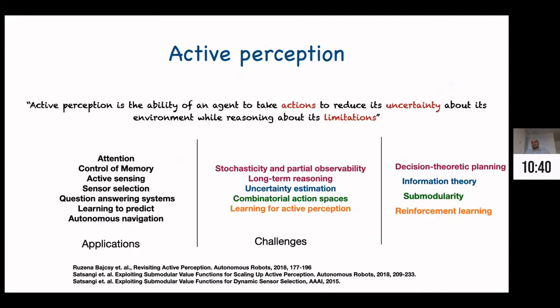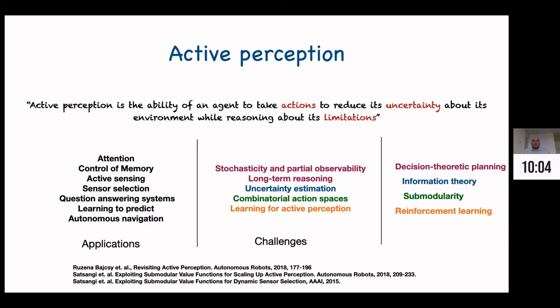Sensor selection is an example of an active perception task, where an agent must take actions to reduce its uncertainty about its environment while reasoning about its limitations and the limitations imposed on it by the environment. In general, active perception encompasses a broad spectrum of concepts with multiple applications such as visual attention, control of memory, active sensing, sensor selection, or even question answering systems, where an agent must ask a series of questions, get answers to them, and then stitch those answers together to come up to a final conclusion.